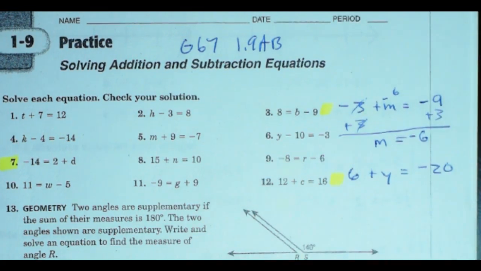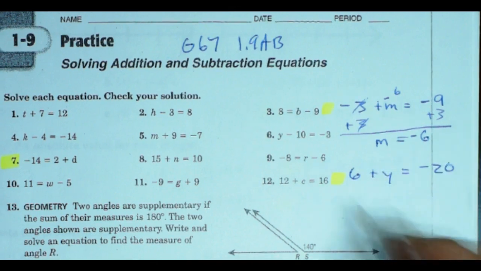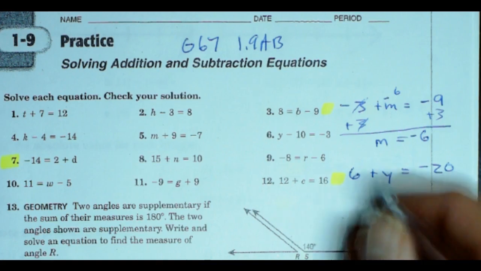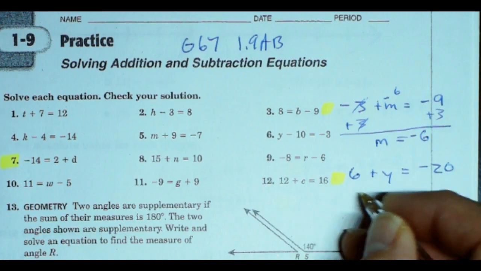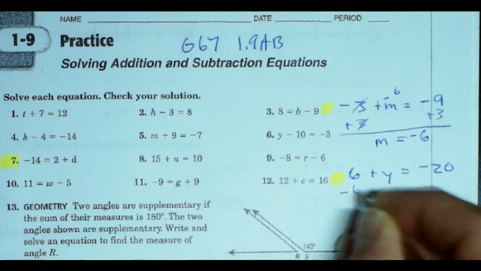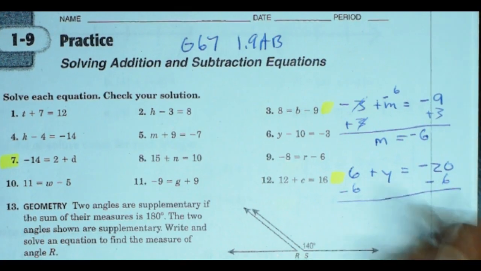Okay, one more. 6 plus y equals a negative 20. Now I've got to get rid of the 6. I've got a positive 6. There's no sign there. Sometimes that freaks kids out that it's sitting out there without a sign. But if there isn't a sign, it's a positive number. We've been doing those since preschool. So let's subtract 6 from both sides so that we can get rid of the positive 6.